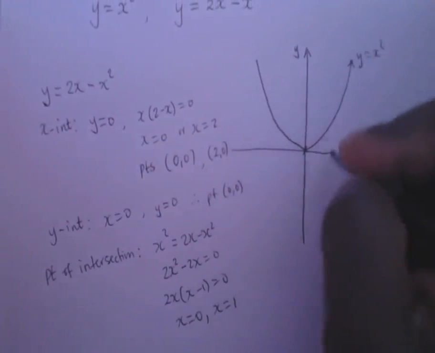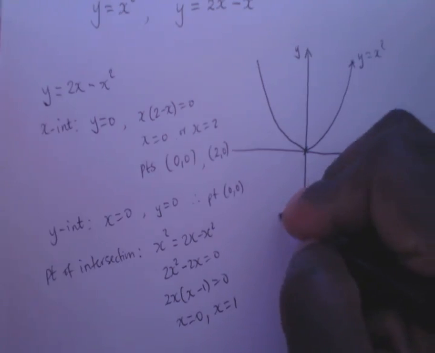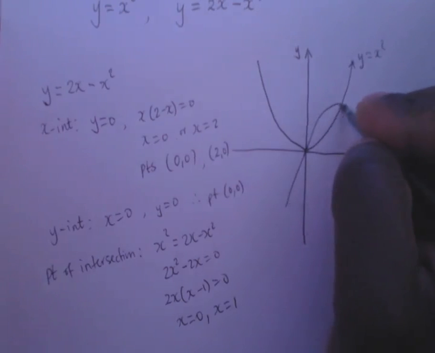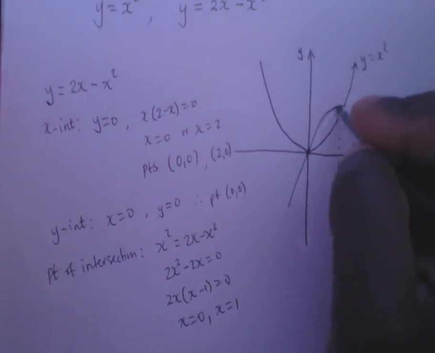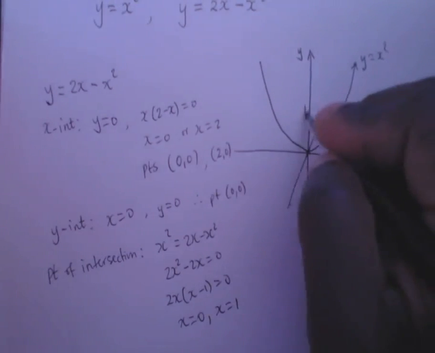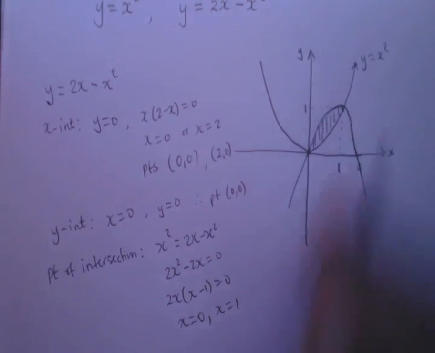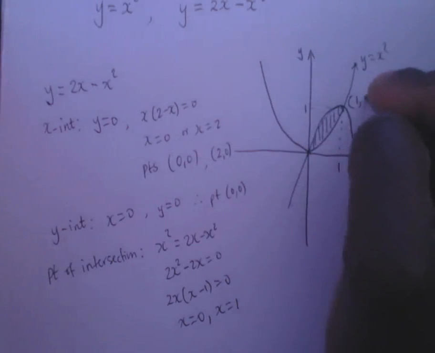Now, if you do that, we know that this graph is going to look something like this. Alright, and we know it intersects here at the point x equals 1. And when x is 1, notice that y will just equal 1. And that will be your area. Alright, so this point of intersection is (1, 1).